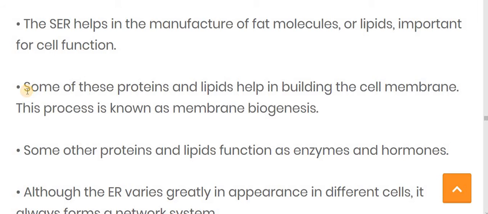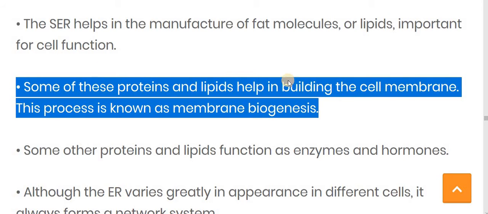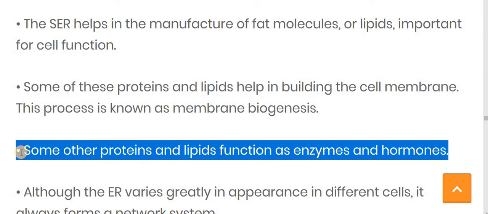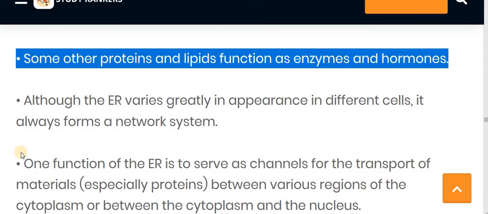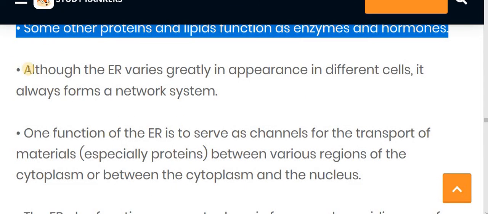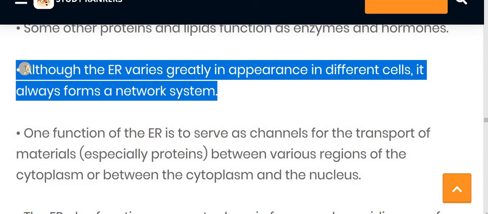Some of these proteins and lipids help to construct the cell membrane, or you can say help in building the cell membrane. This process is known as membrane biogenesis. Some other proteins and lipids function as enzymes, which are protein in nature, and some as hormones. So these proteins and lipids are used for making enzymes and hormones. Although the ER varies greatly in appearance in different cells, it always forms a network system.